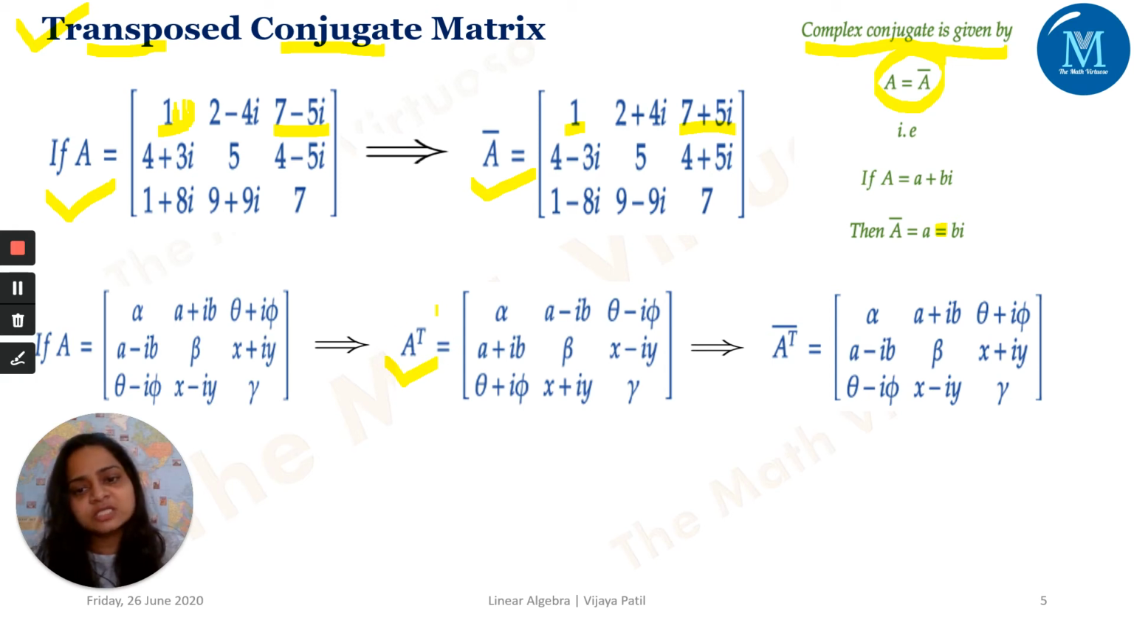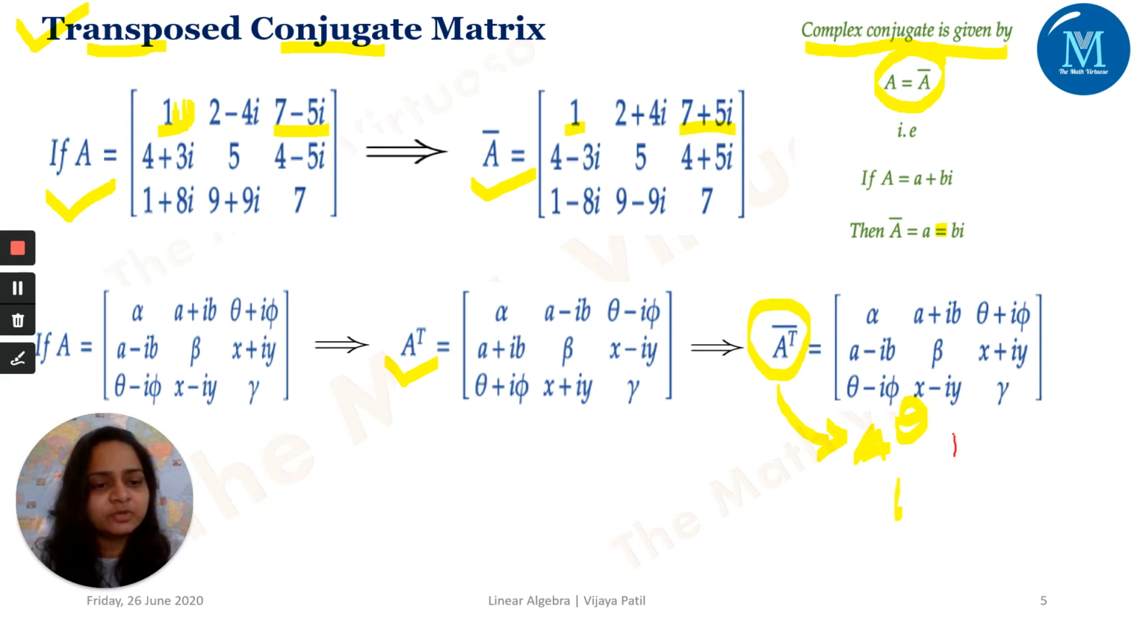Now, if I want to take the transpose conjugate, I have to take this matrix A transpose, and the conjugate of this matrix. That means again, for every element I have to take a conjugate. So A transpose conjugate would be given to me as alpha, a plus ib, theta plus i phi, and so on for the other elements, right? Now, this is the different notation we have here, that is A transposed conjugate. Most of the books show this notation as A to the power theta also. Some of the books use A to the power theta, and one of the notations is A to the power star, right?